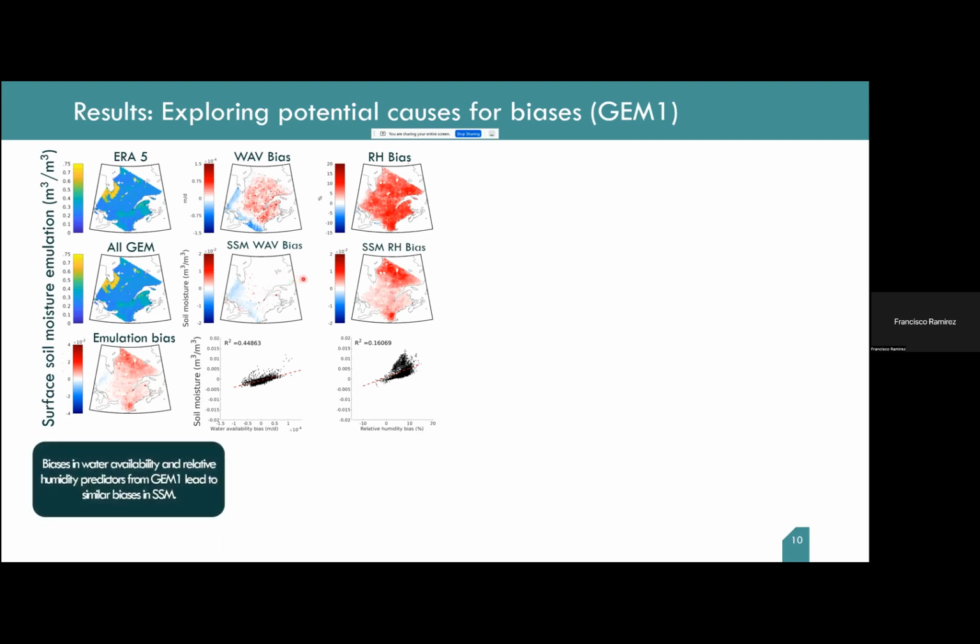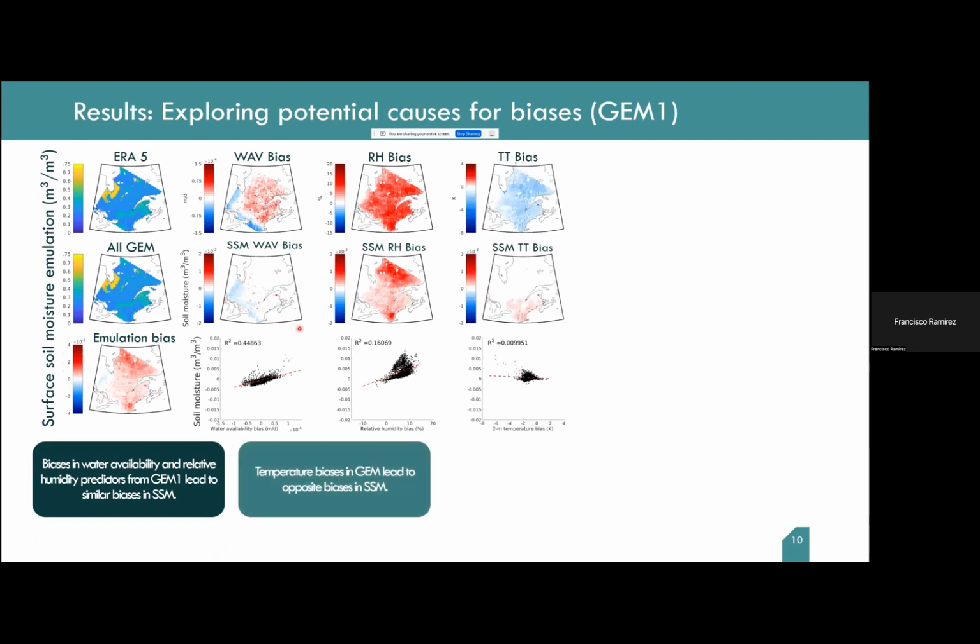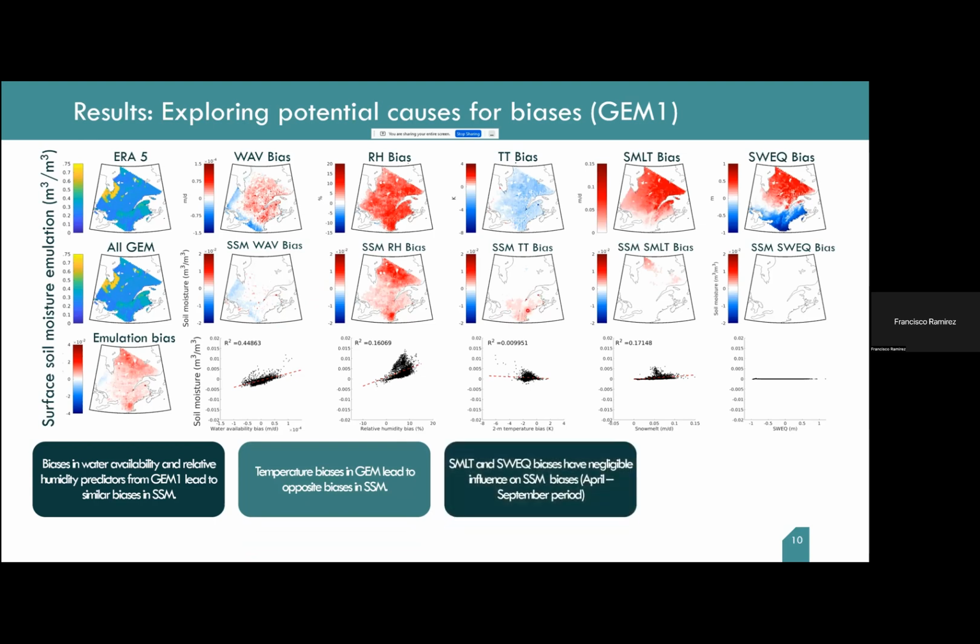Bias in water availability and relative humidity predictors from GEM1 lead to surface soil moisture biases with similar patterns. We can see that the bias in 2-meter temperature causes an opposite bias in surface soil moisture. So here we have a negative bias that results in a positive bias. And for these non-related variables, we observe a negligible influence on surface soil moisture bias. But we have to keep in mind that this study is focusing on the months of April to September.